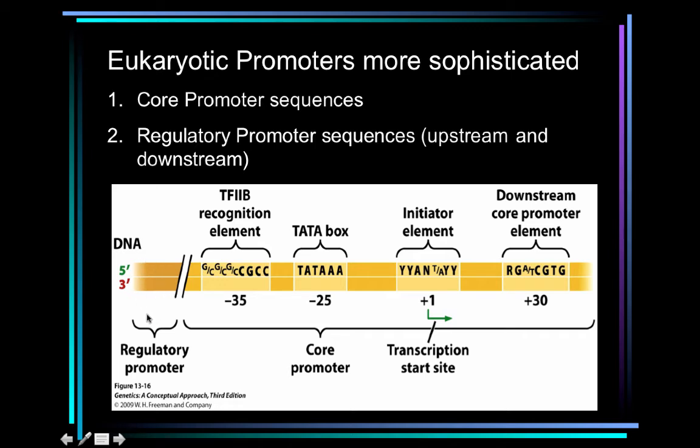Our regulatory promoter region is going to be even further upstream than the core promoter. And this is going to allow further regulation of transcription, because that's one pathway that we don't ever want to get out of control, because if it happens and it can't be shut down, that's where we start to see tumors being formed and accumulation of tissue that's really not supposed to be there.